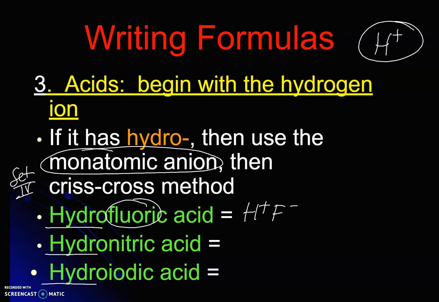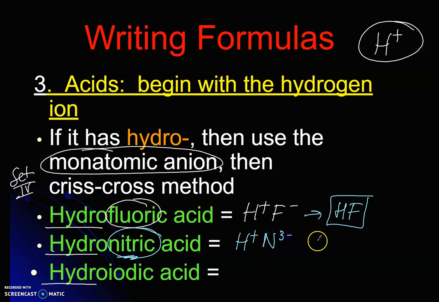Then we do what we do best. We crisscross and we make a bond. So H plus, F minus makes HF. Okay? Hydronitric acid. That's H plus, and nitrogen, nitride, is an N3 minus. So I'm going to crisscross here and need H3N in order to get that.